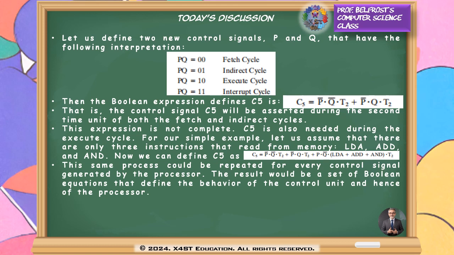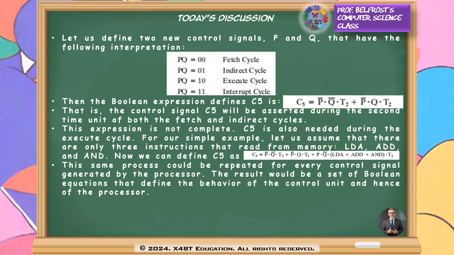What is this? This is a Boolean expression actually, but we will discuss it later. What is a Boolean expression? This is just simple logic actually. The control signal C5 will be asserted during the second time unit, in both the fetch and indirect cycles, T2, because it is only left with T2.